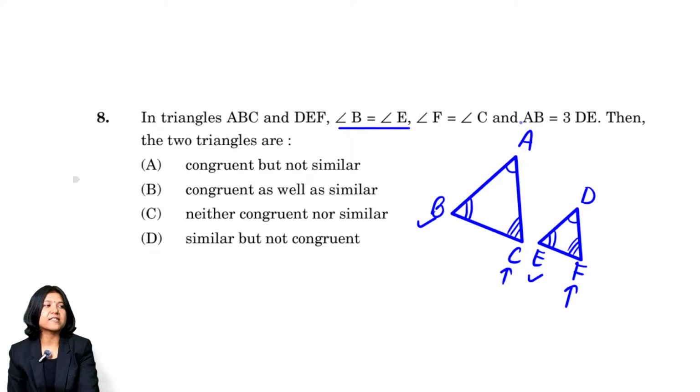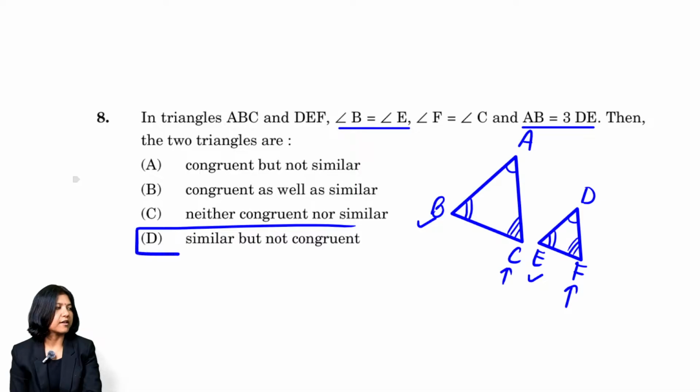And one of the sides has already been given to me: AB is larger than DE by 3 times. So it has to be similar but not congruent. Congruent is like twins, right? Identical, they have to have all sides equal, all angles equal. Clearly one of the sides is not equal, so the answer is similar but not congruent.